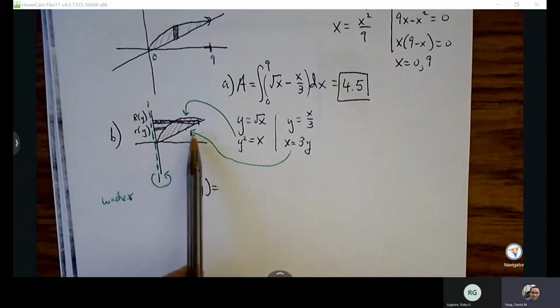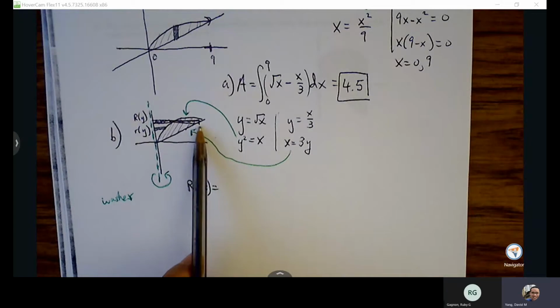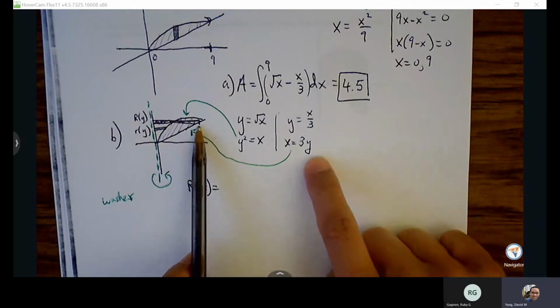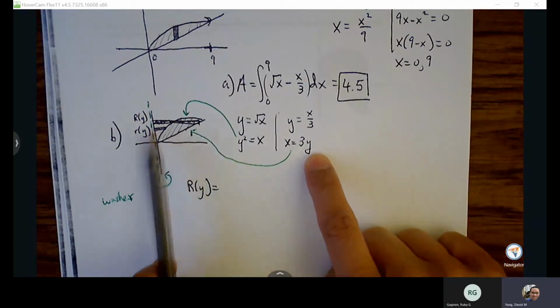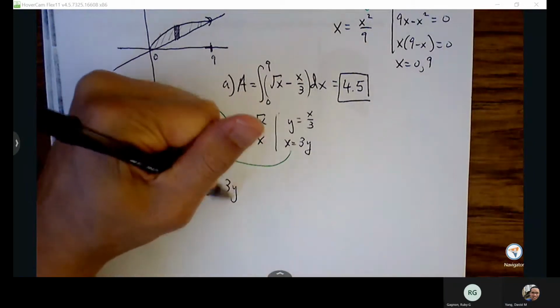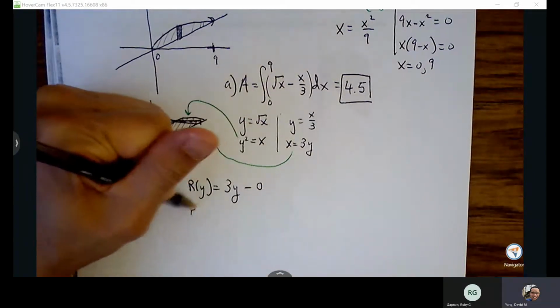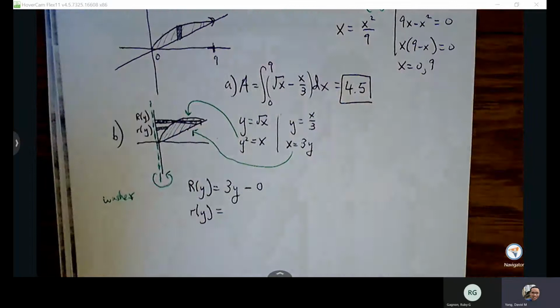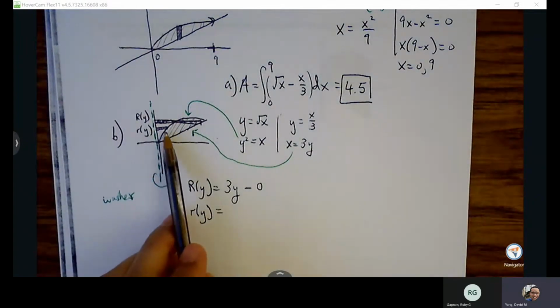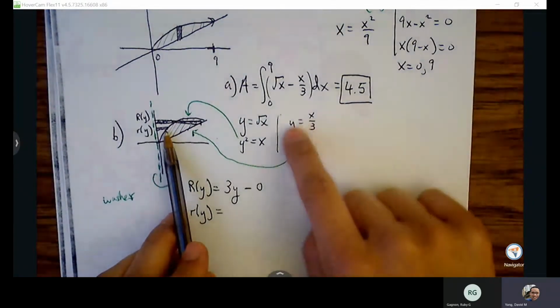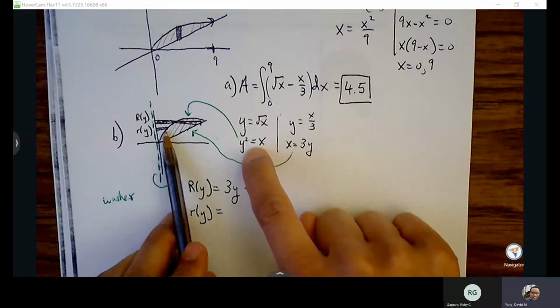Okay, our big R is right minus left. The right endpoint of big R is sitting at the linear graph, 3y minus 0. Okay, little r, the right endpoint is sitting on the curve, the y squared, so it's the y squared minus 0.